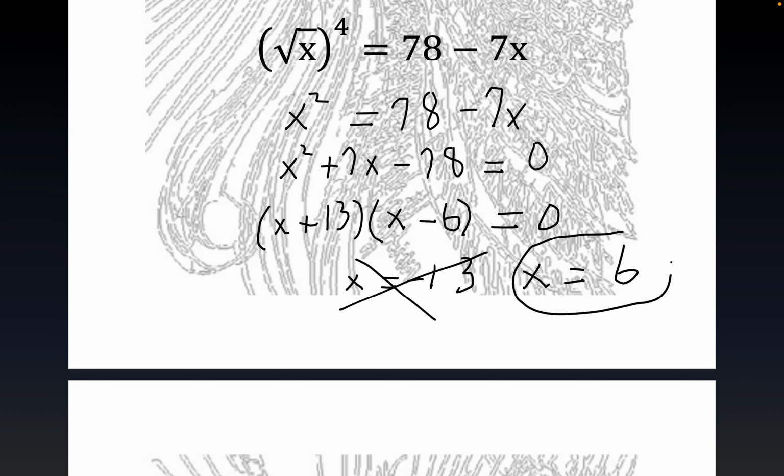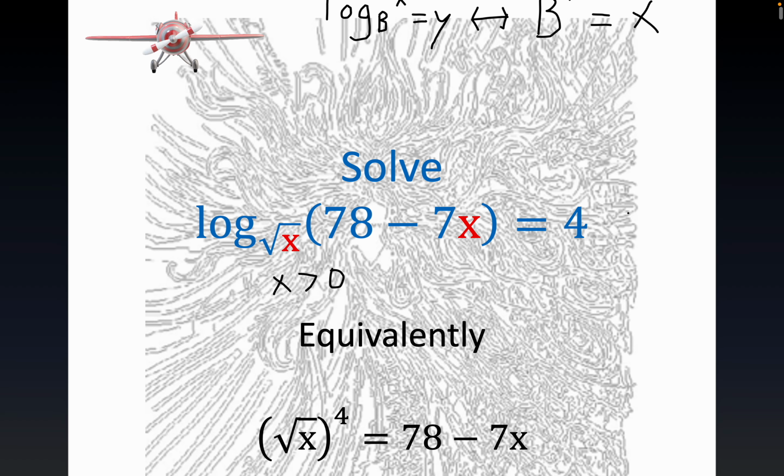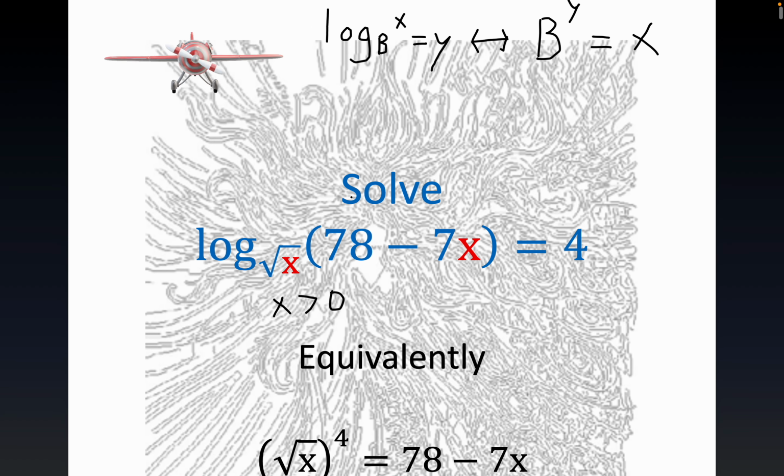Now, you may ask, how do you know it's the answer? Well, let's check. Let's put it in the original. Right up here, this would read log base root 6 of 78 minus 7 times 6. 7 times 6 is 42. Equals 4. And that certainly looks true.